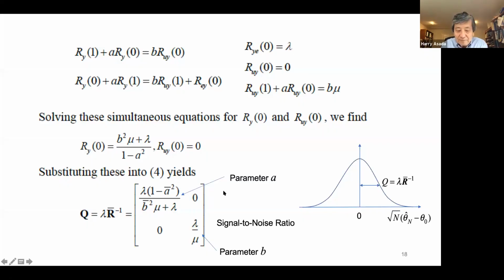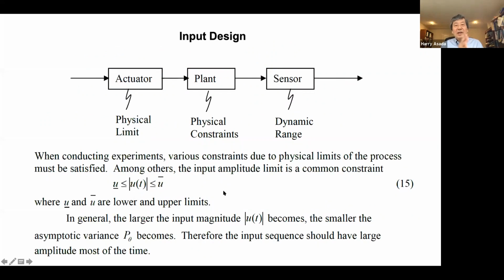I have some other very practically important materials to share with you. One important issue in applying system identification is input design. You have some system in front of you, and you really want to get the best mathematical representation of the system.